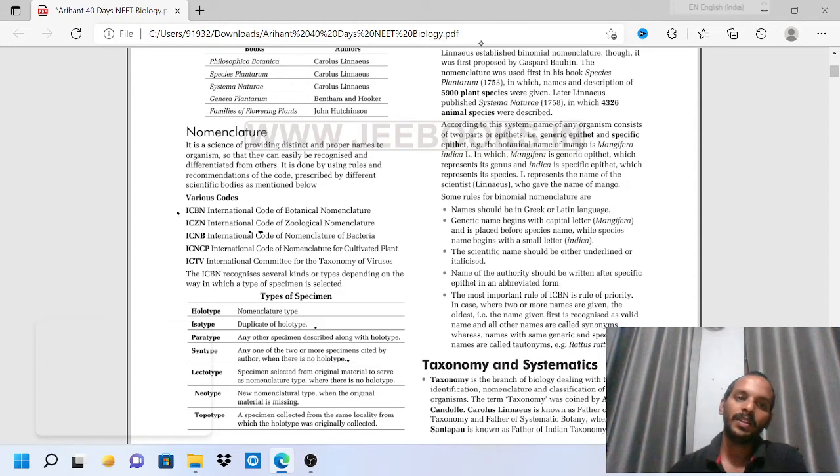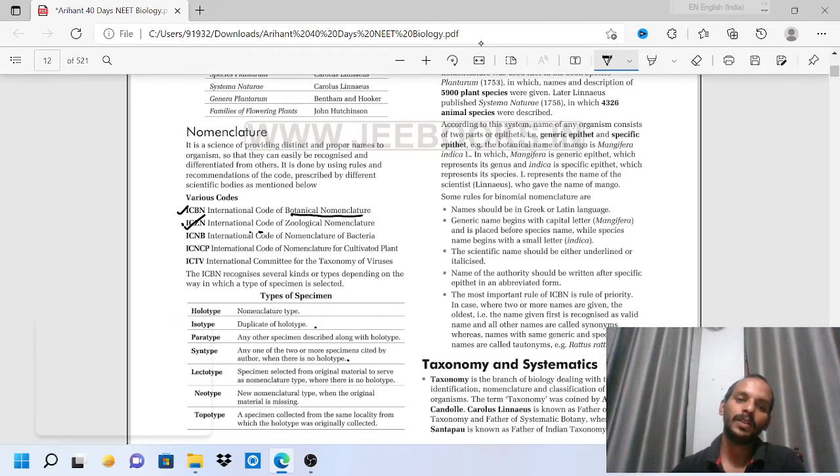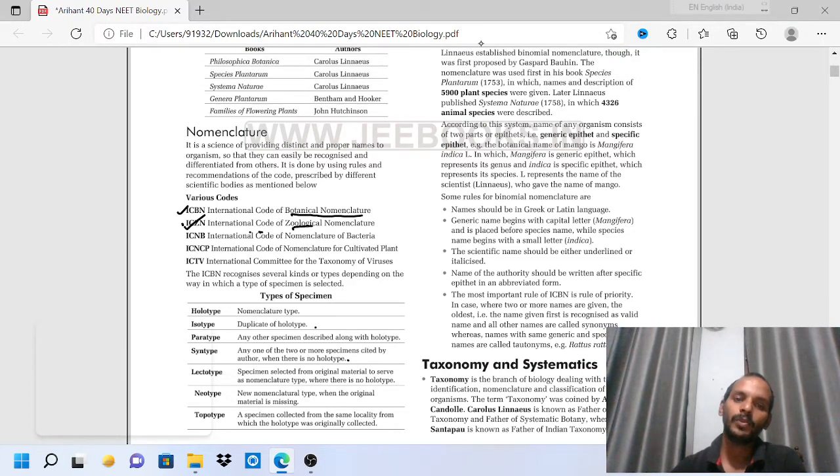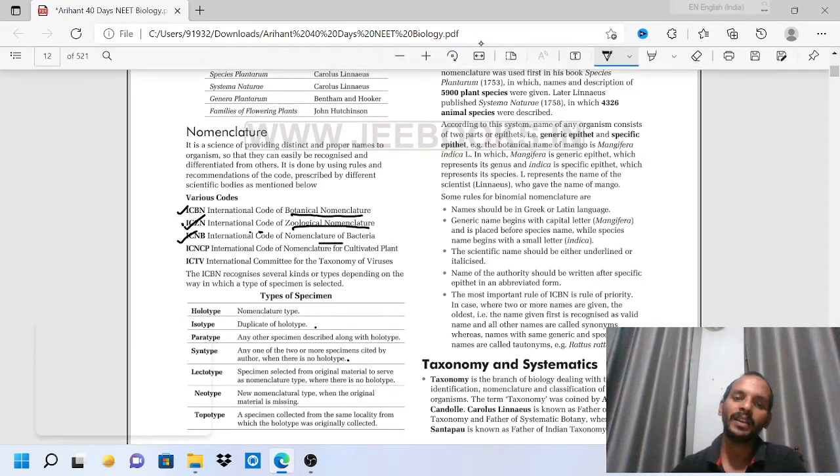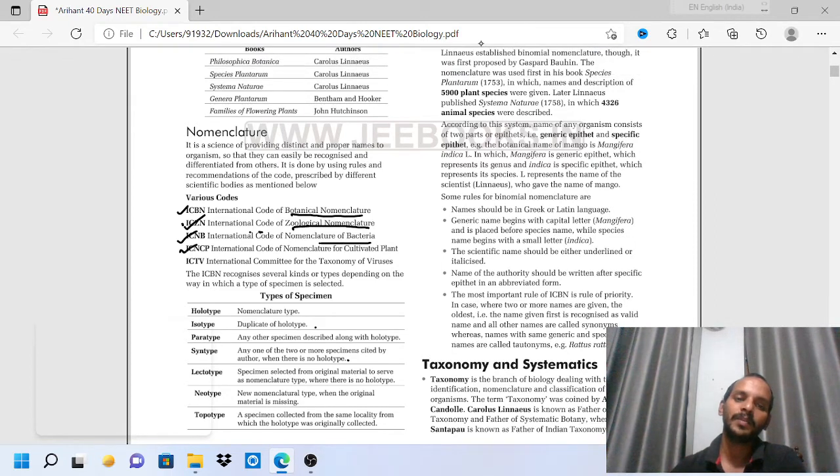ICBN is for Botanical Nomenclature, the International Code of Botanical Nomenclature. ICZN is the International Code of Zoological Nomenclature. ICNB is the International Code for Nomenclature of Bacteria. ICNCP is the International Code of Nomenclature for Cultivated Plants. And ICTV is the International Committee on Taxonomy of Viruses. This committee gives names to viruses.